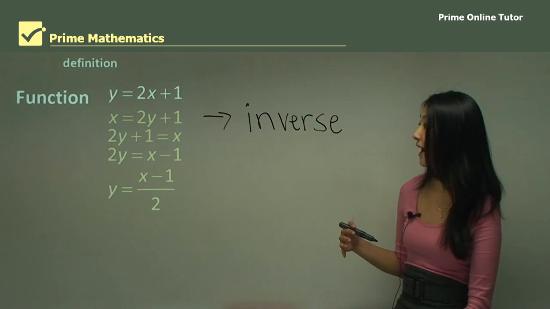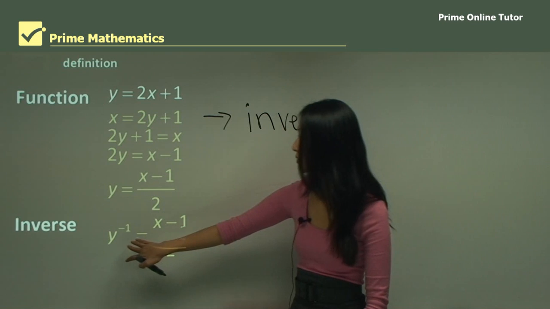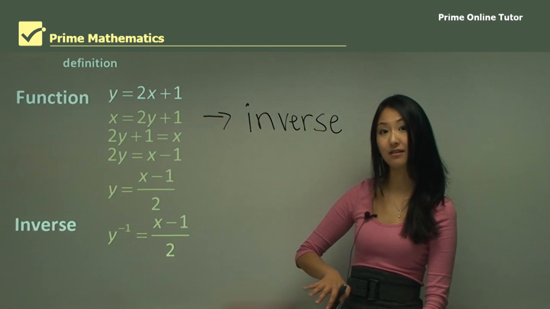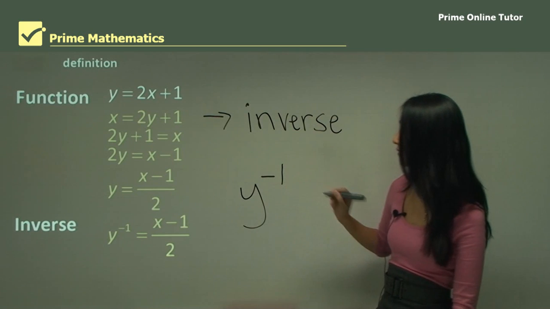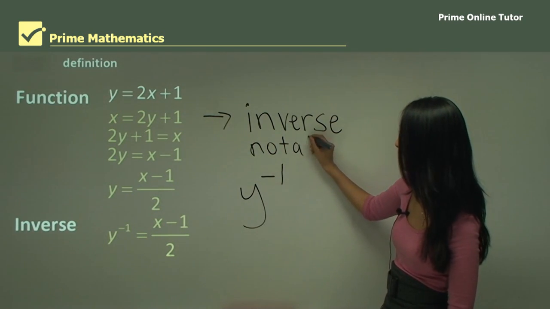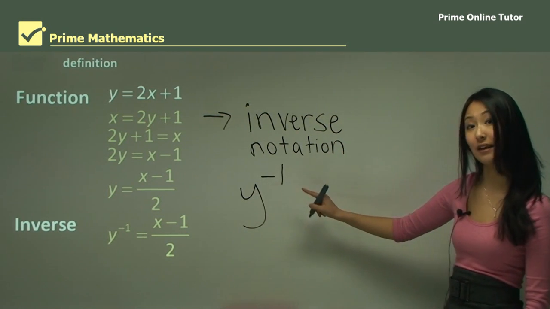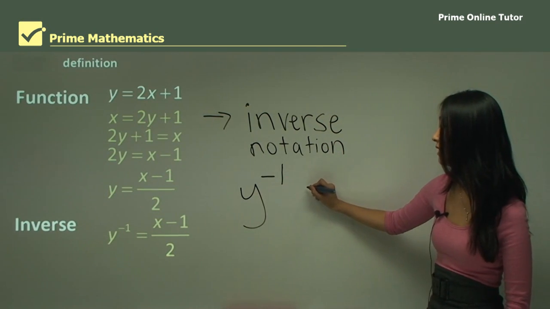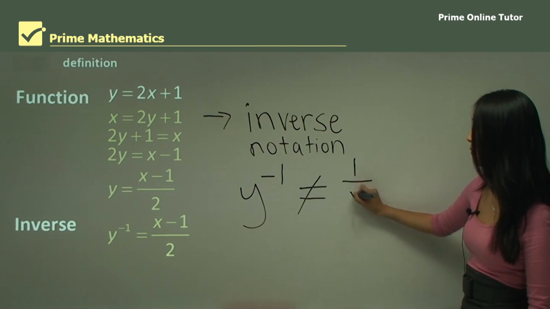When we write the final answer, we write it like this, with this special inverse notation: y to the power of negative 1 is an actual inverse notation. And why I'm specifying this is because I don't want you to think that y to the negative 1 equals 1 on y. It doesn't equal 1 on y.